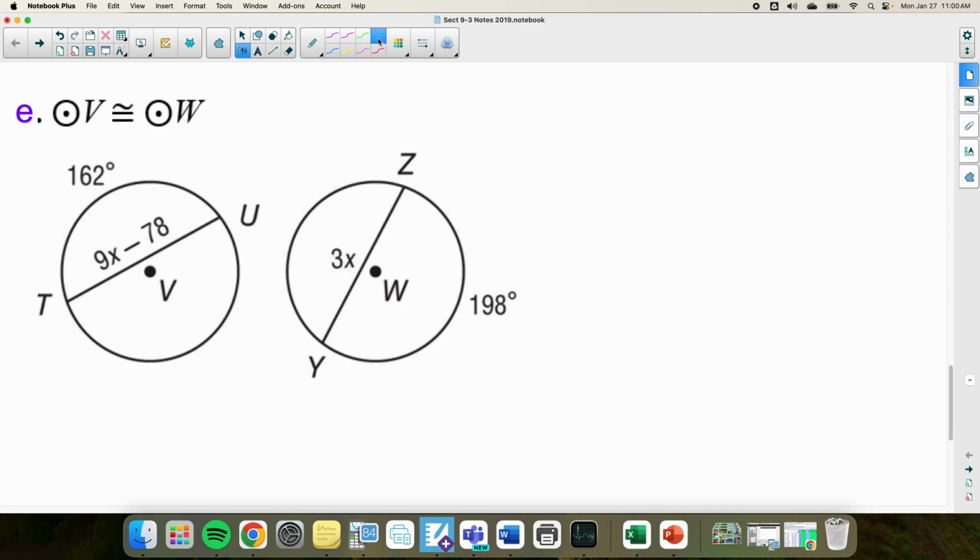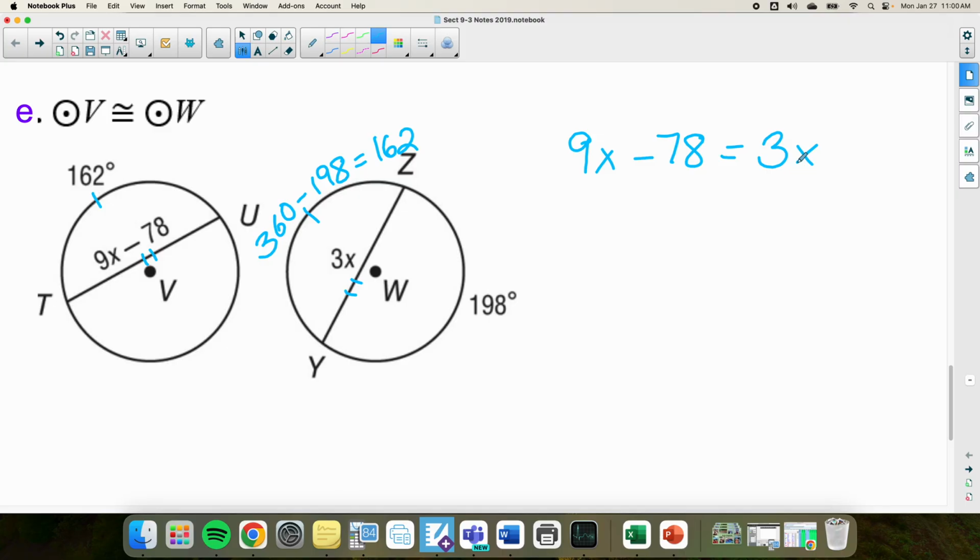Yeah. So here's the deal. On this circle, instead of marking the degrees for the smaller minor arc, they marked it for the bigger major arc. So if this is 198, this arc would be 360 minus 198, which is 162. So what that tells us then is these two arcs are equal, which would make these two chords equal. So 9x minus 78 would equal 3x, okay?